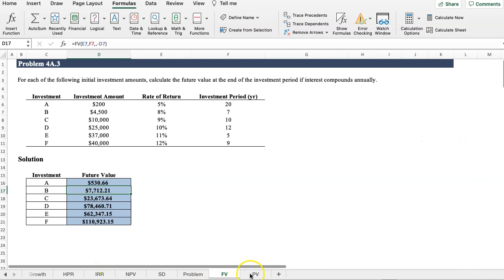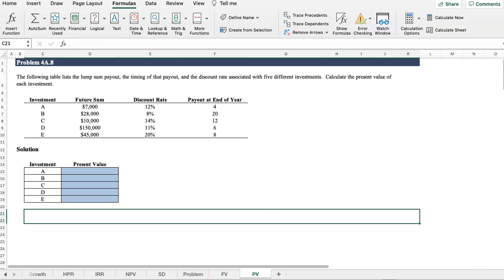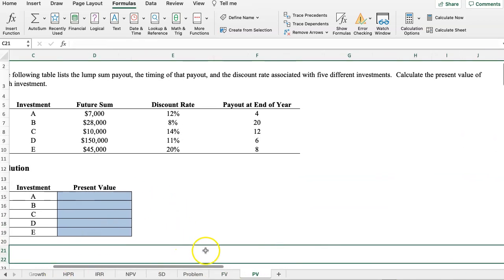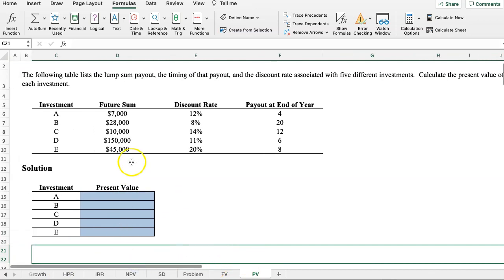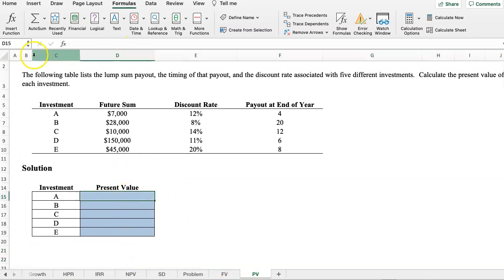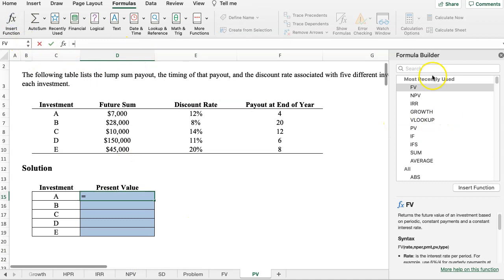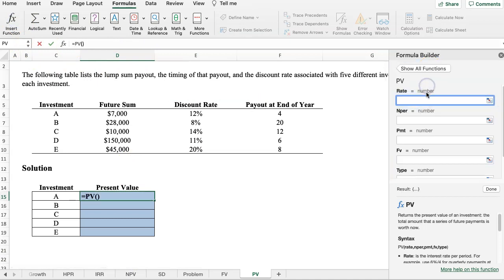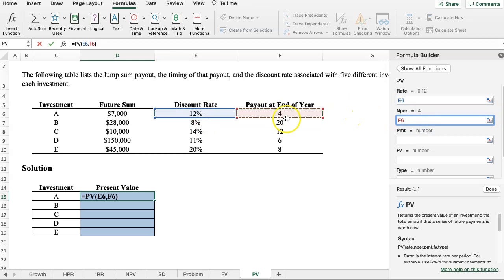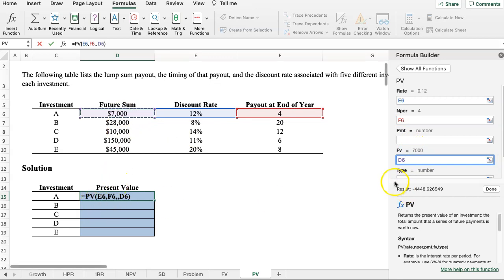Okay, so let's move into present value here. So this works in a similar way where instead of FV, I'm going to do PV, get my present value. My rate for A would be 12%. It's a discount rate. And per would be the number of years. And then the future value would be the future sum here. And this is going to result in the present value.